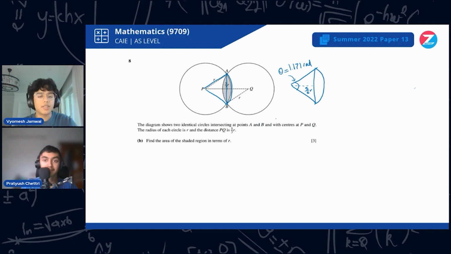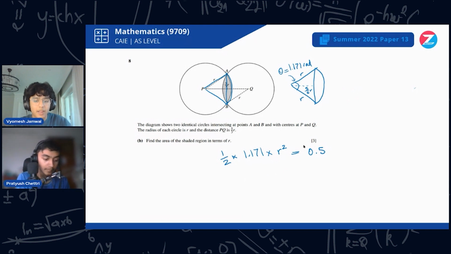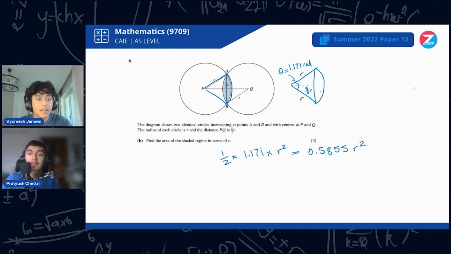For the area of the sector, it's just going to be r times 1.171. Wait, actually, no, my bad. I always get confused between the formulas. It's going to be 1 upon 2 times 1.171 times r squared, and that would be equal to 0.5855 r squared. So that is the area of the sector.